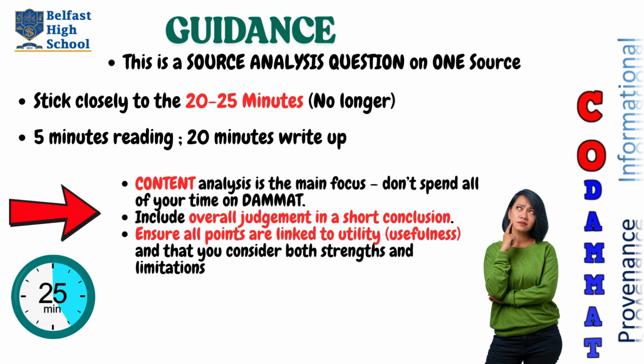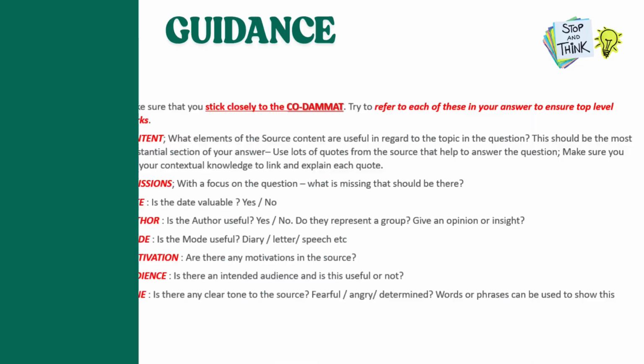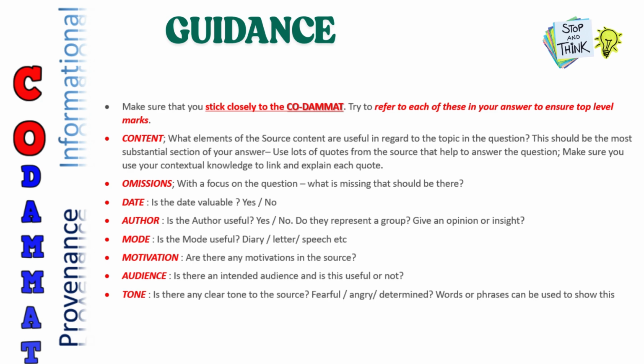So include an overall judgment at the end, just a very short conclusion. Ensure all points are linked to utility, usefulness. This is all about usefulness, value, okay? So please remember to refer back to that. And you have to try to consider both strengths and limitations. Make sure you stick really closely to that CO-DAMMAT. You have to go through this, okay?